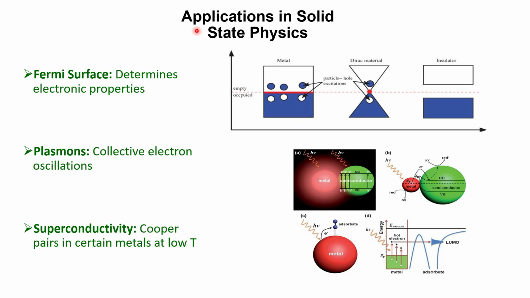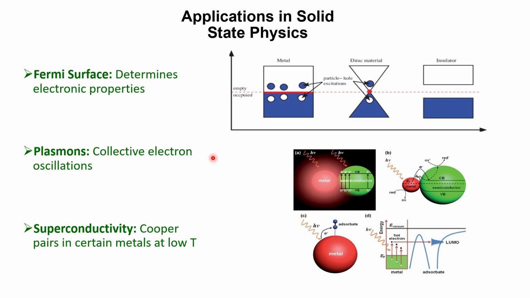Now, this slide moves into more advanced condensed matter concepts. The Fermi surface represents the boundary between occupied and unoccupied electron states at absolute zero. Its shape determines electrical conductivity, magnetoresistance, and many transport properties. Small changes in bonding or structure can significantly distort the Fermi surface, leading to dramatic property change.